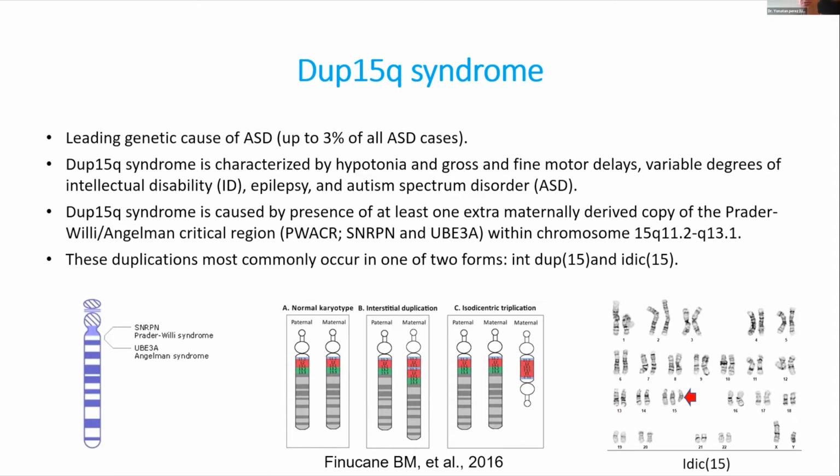And these duplications most commonly occur in two flavors, either as an interstitial duplication, which is shown in the bottom panel B, or as the most common form, isodicentric triplication, which is shown in panel C. On the bottom right side, you can also see a karyotype from one of the patients.